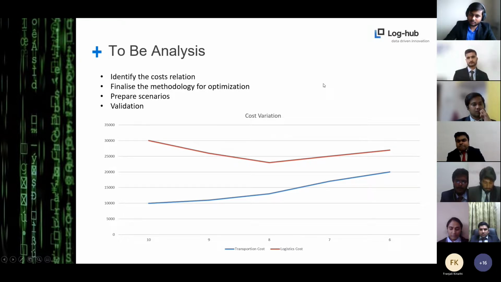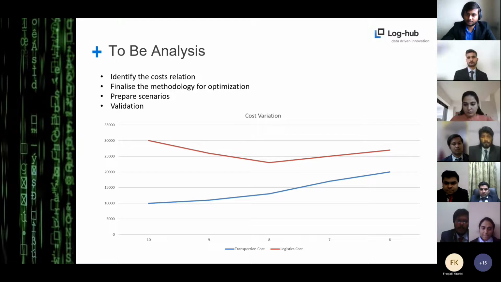The first thing you need to identify is how many different costs are there and how these costs are related to each other and impacting the total logistics cost. I also remember most of you have figured out that in the case study that we have given you, the logistics cost includes maximum transportation cost and very little warehousing cost, which means that whenever you're doing this analysis, transportation cost becomes your most important part of the analysis.